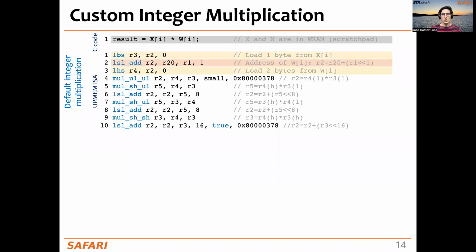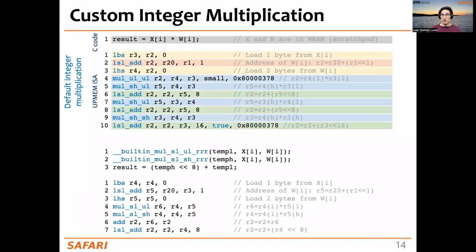First of all, we need to load individual bytes from either the vector X or the matrix of weights W, and then we perform partial multiplications using the 8-bit multiplier, this mul_ul, or mul_sh_ul. Then we need to perform some additions, including shifting, more multiplication, more addition and shifting, and so on. So it's a pretty long code for just a single line of code in the C code.